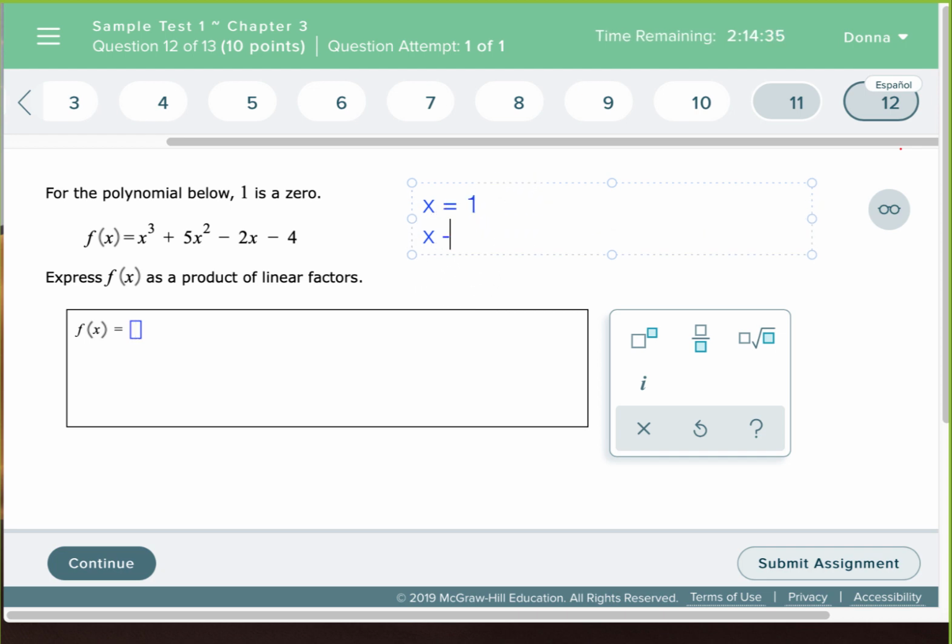Subtracting 1 from both sides, we have x minus 1 equals 0. So we know that f of x will have the factor x minus 1. So we're going to use synthetic division to find out how x equal to 1 divides into our polynomial x cubed plus 5x squared minus 2x minus 4. So I've copied the values for synthetic division using Word, so let me open up Word.